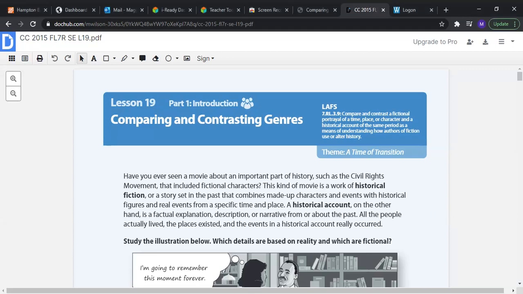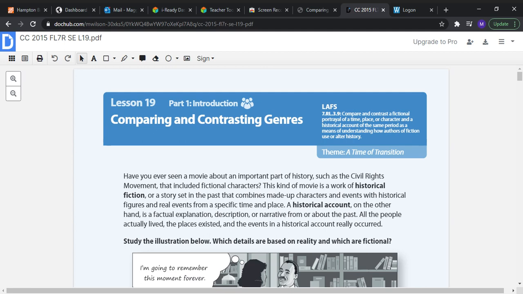In this lesson, we will be discussing comparing and contrasting genres, specifically with historical accounts and historical fiction. Now, a historical account is a factual explanation of information regarding something in the past, while a historical fiction is taking the information from a historical account and adding fictional elements to it to create a more interesting story. The purpose for historical fiction is solely to entertain, while also giving important information.